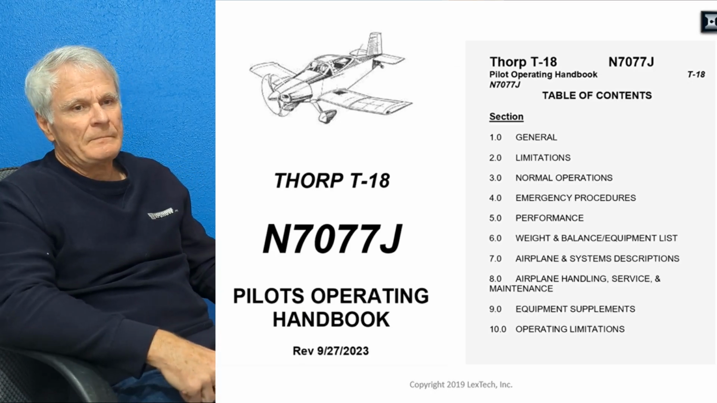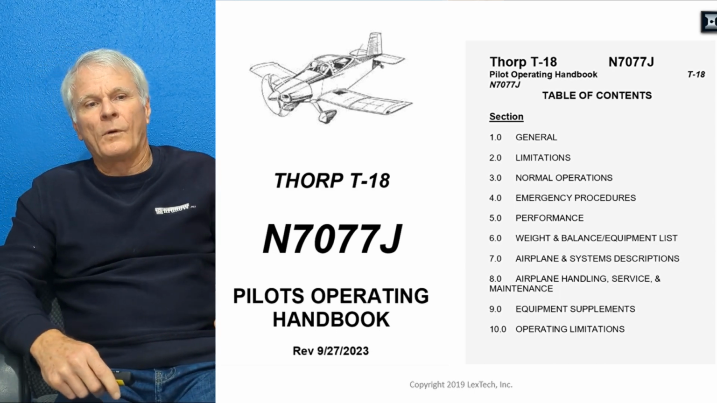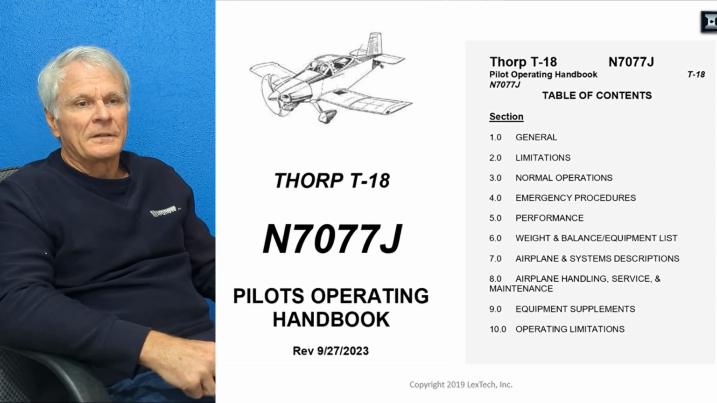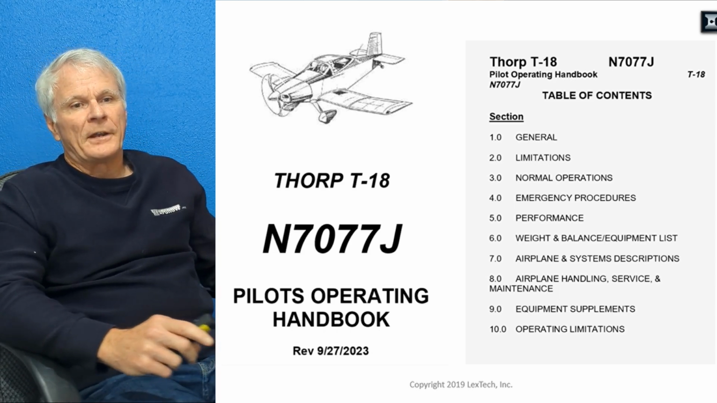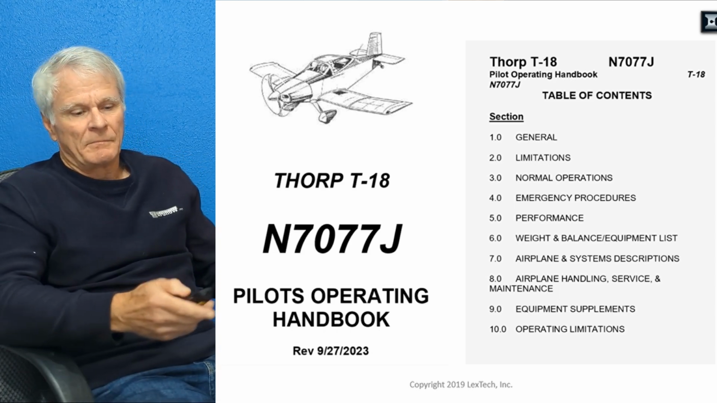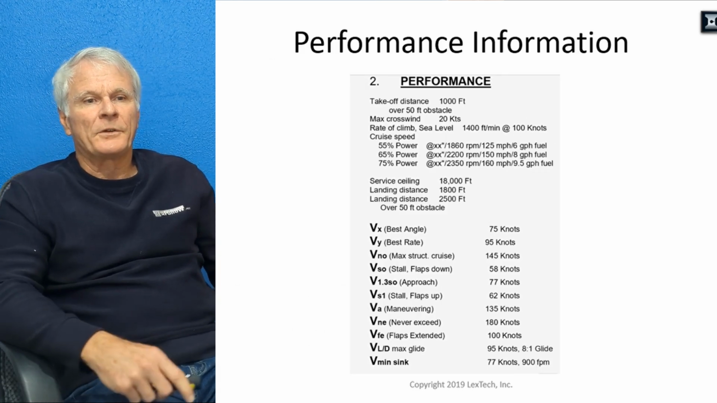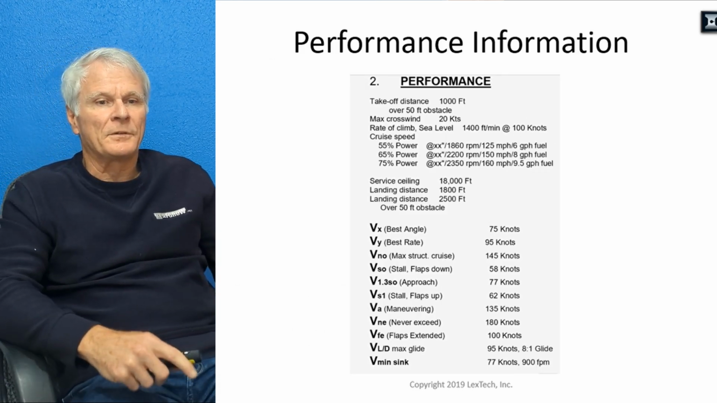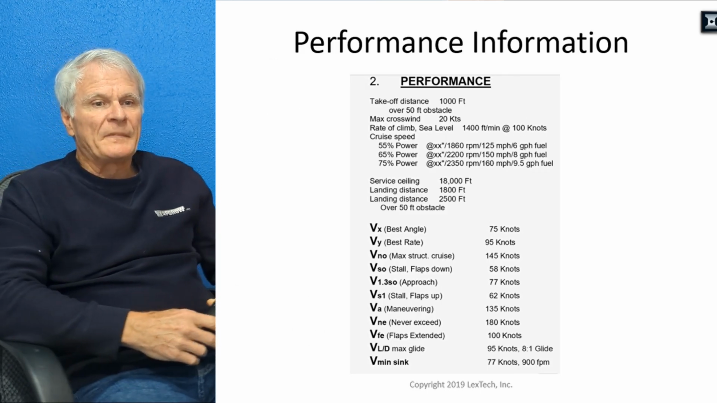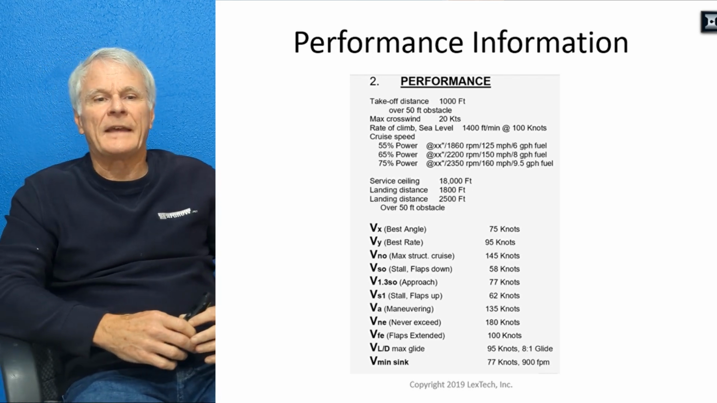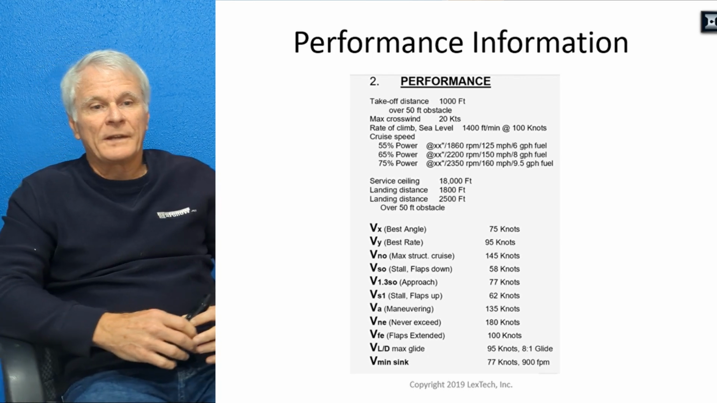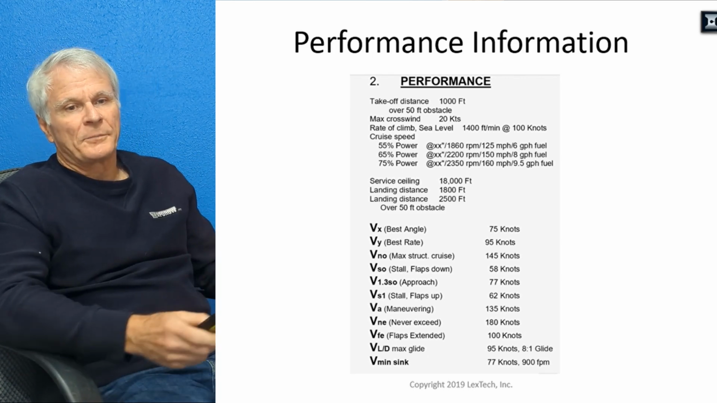Okay, so all airplanes have an operating handbook giving you all your limitations, your airspeeds, everything. So the summary here gives you the performance numbers. The VX is the climb. It's the steepest angle of climb, the best rate of climb, and so forth. Different airspeeds for the airplane there.